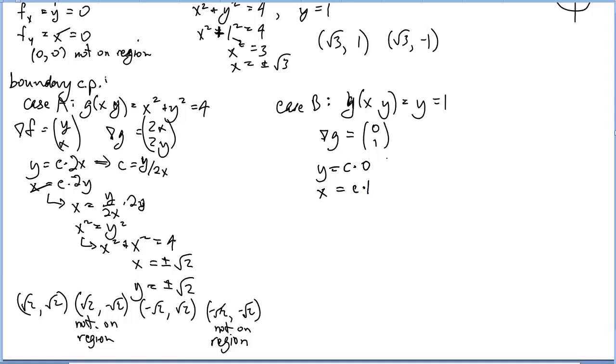So what does this tell us? From the first equation, that tells us that y equals 0. But remember that in this case, we were on the line where y equals 1. So therefore, this one is not on this boundary. Can't have both y equals 1 and y equals 0. Therefore, this doesn't give us any points.